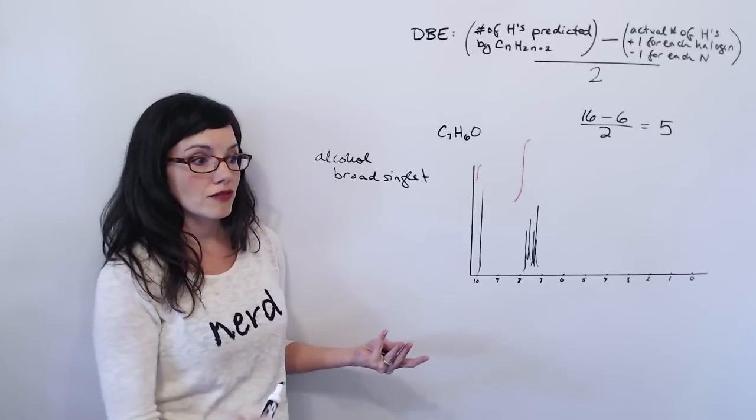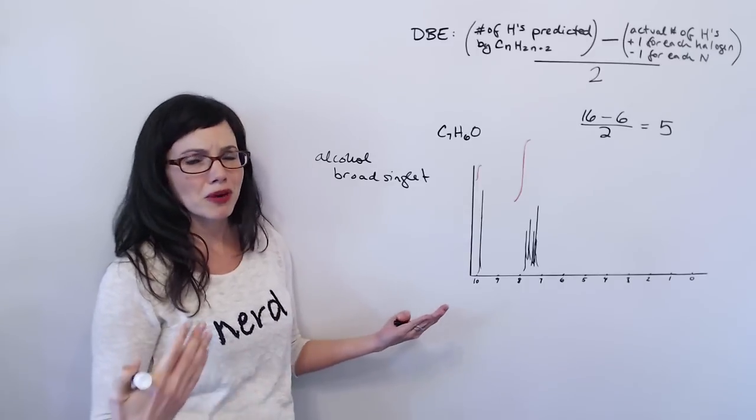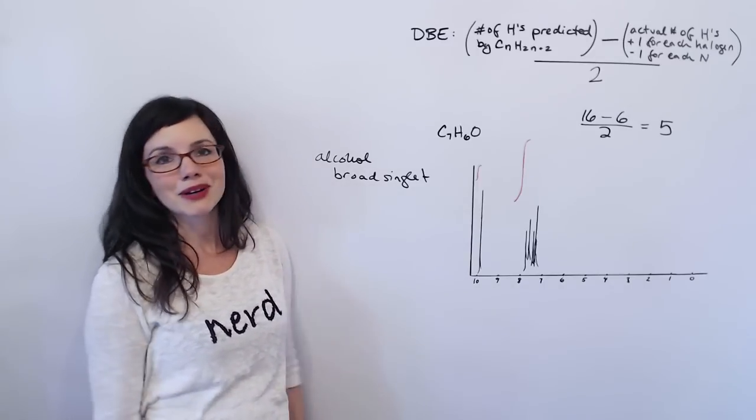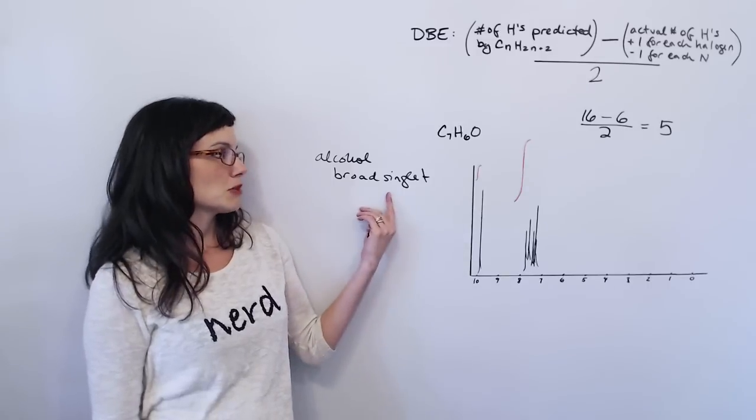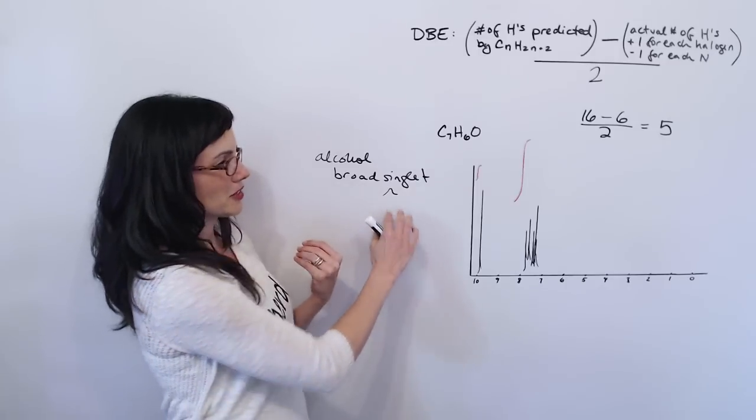A lot of charts that you see can show that broad singlet in a certain range. I've just kind of learned that it can be anywhere in the whole spectrum. I'm just going to specifically look for that broad singlet, and it usually looks a little bit wider and shorter.